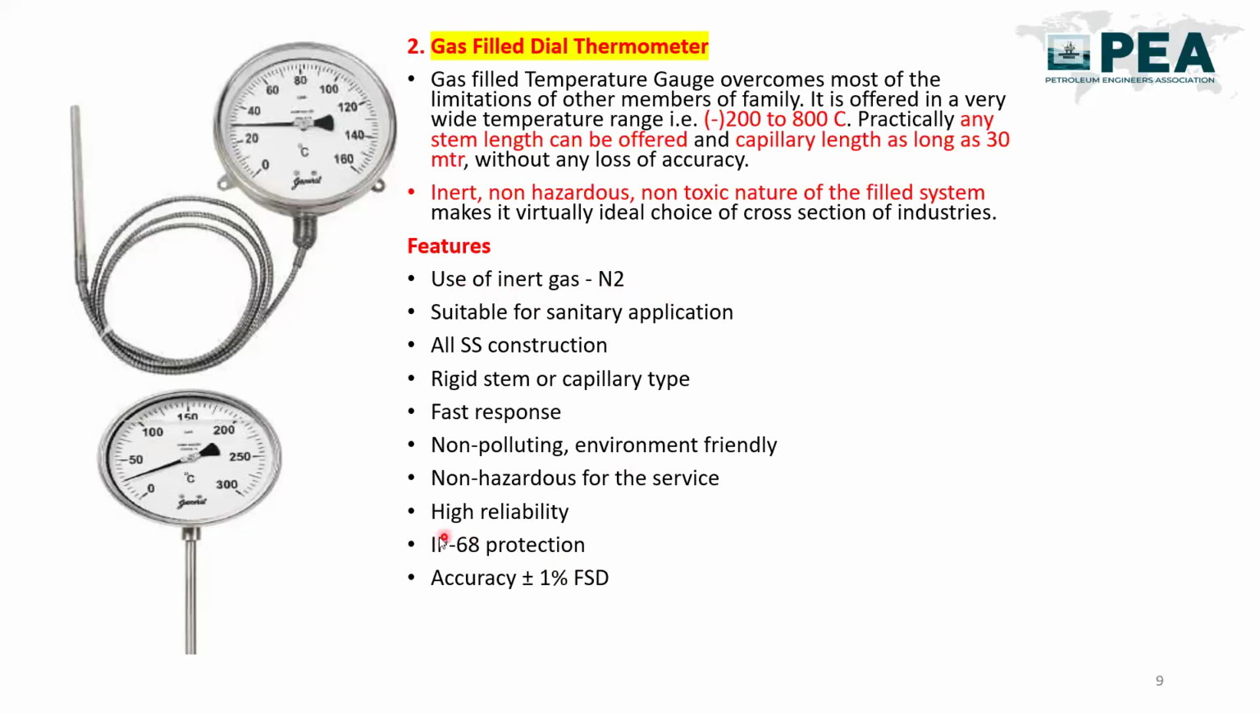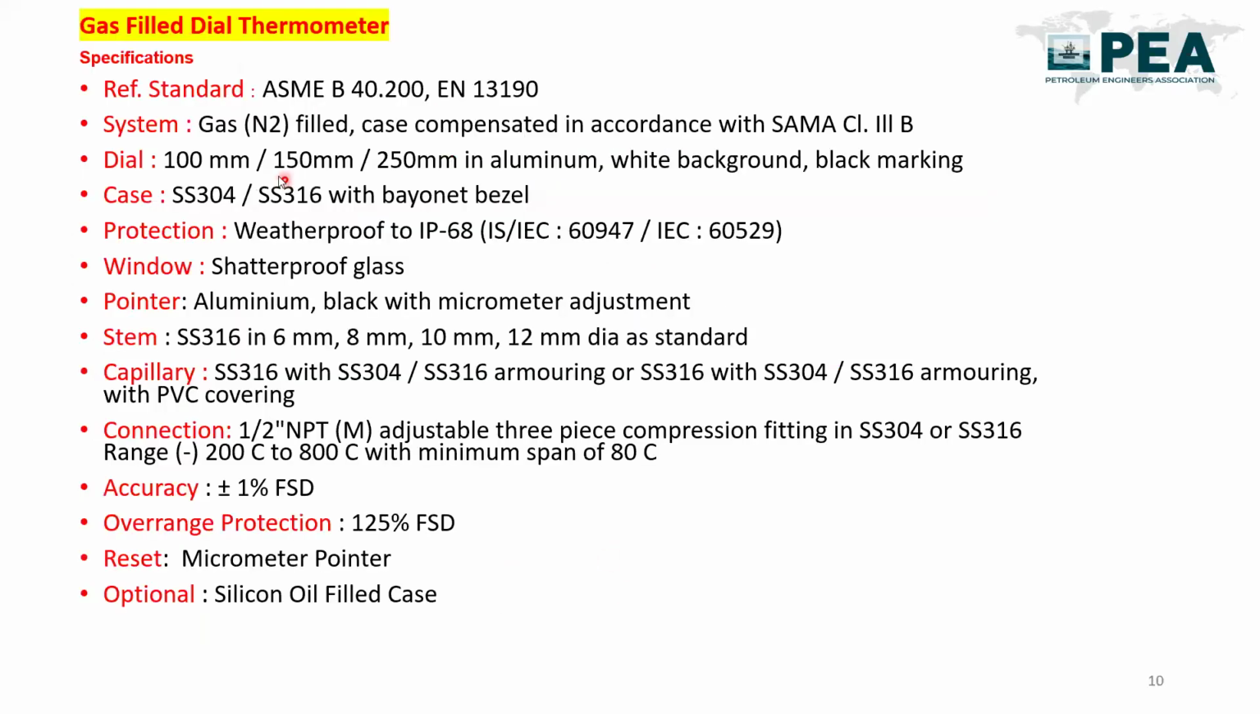Okay. Again, their IP protection and accuracy class we need to take care of. Their reference standard is the same. There is a special standard which will be used for this gas filled dial thermometer, that is SAMA class 3B. So this is also very important. This SAMA class is basically the Scientific Apparatus Makers Association. There is a standard through which this gas will be filled inside this gas filled dial thermometer. So SAMA class 3B is applicable while we manufacture this gas filled dial thermometer.